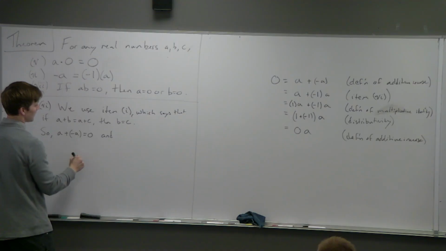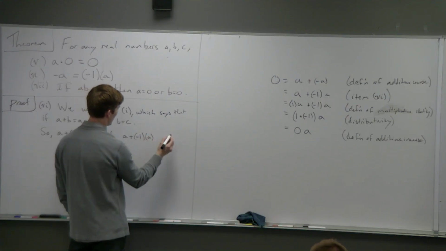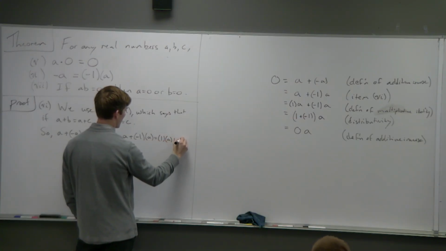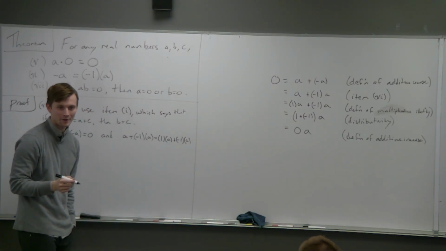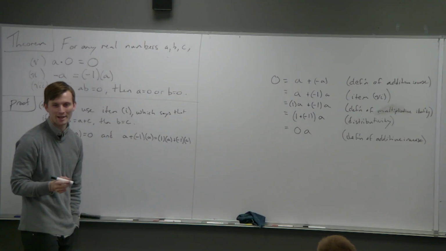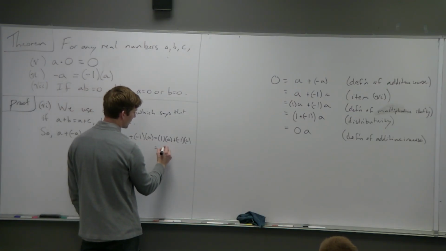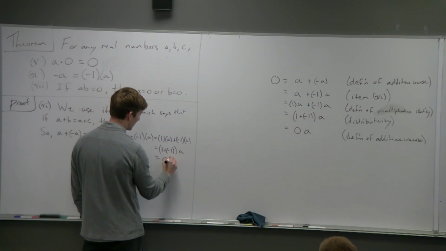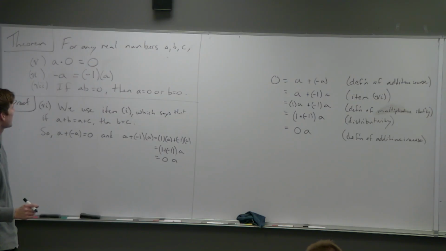A plus minus A is 0, and A plus -1 times A, well, this is just equal to 1 times A plus -1 times A via the definition of the multiplicative identity. It's the thing you can multiply anything by and not do anything with. And then via distributivity, 1 plus -1 here now is being multiplied by A, and this is 0A. And now it seems like we need to say that that is 0.